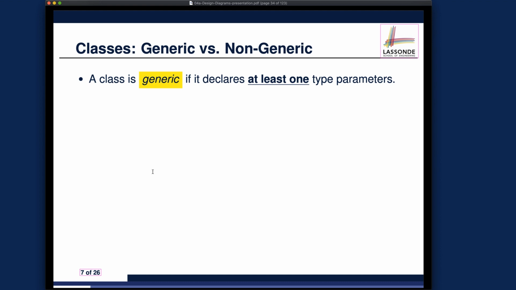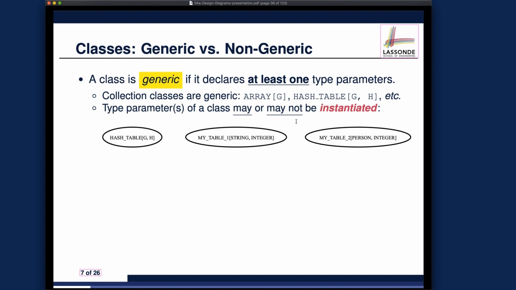It could be 1, could be 2, could be 3, but at least 1. So collection classes are in general generic. Array, hash table: you can see for hash table, you actually got 2 generic parameters. G will be the generic type for value, and H will be the generic type for key. Okay? The order does matter. Okay, so type parameters may or may not be instantiated over here.